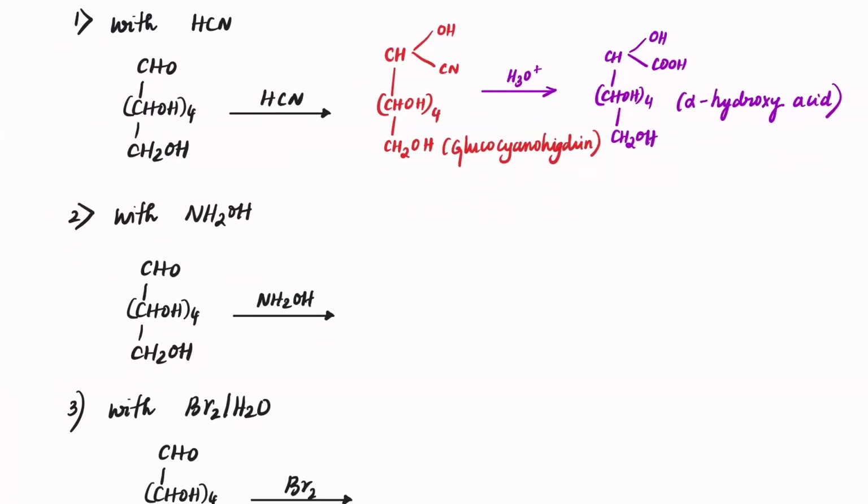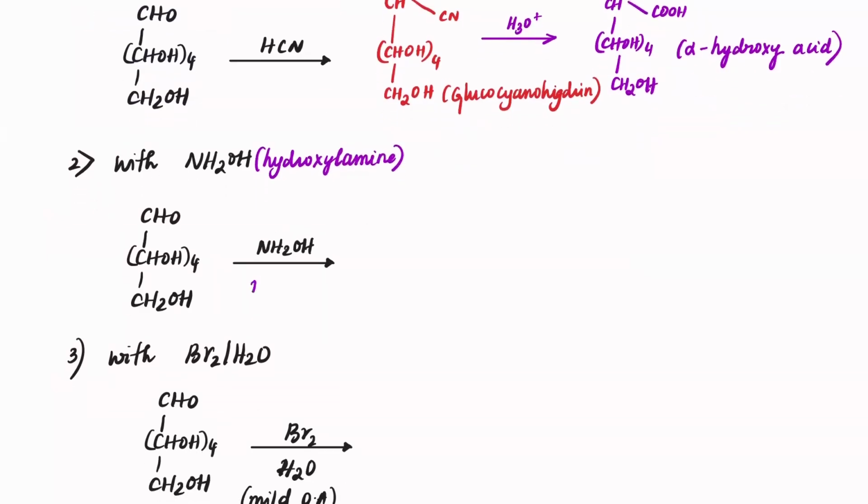Next is NH2OH, hydroxylamine. NH2OH is called hydroxylamine. If we treat with hydroxylamine, mild acidic conditions need to be taken. In that case, we will get CH double bond N-OH, and then CHOH four times and CH2OH. So now this is an oxime form, which is why it is called glucoxime, glucooxime formation.